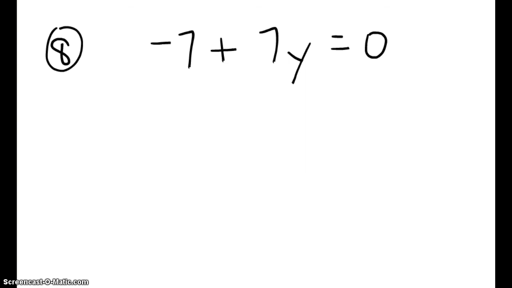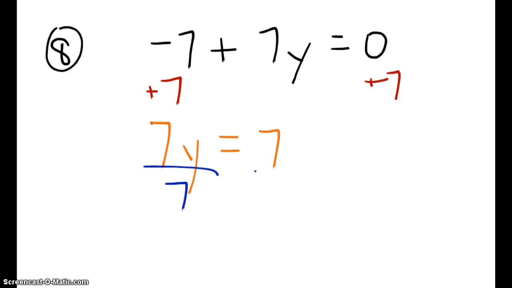Okay, last one. So let's get rid of our -7. So let's add 7 to both sides. So we're left with 7y equals 7. And let's divide both sides by 7. So y has a value of 1.